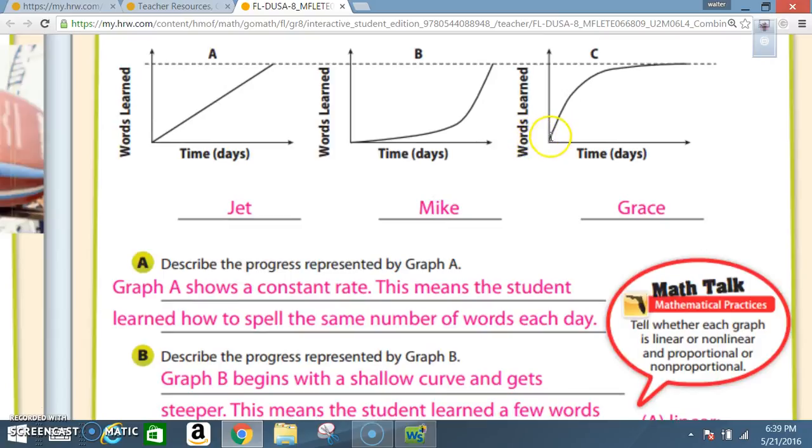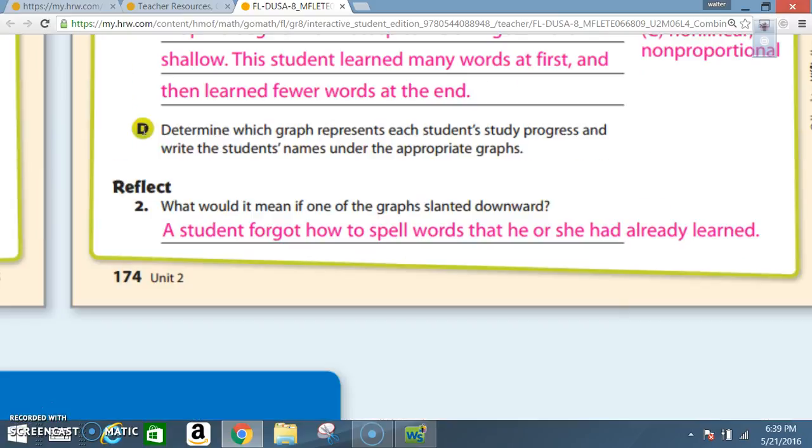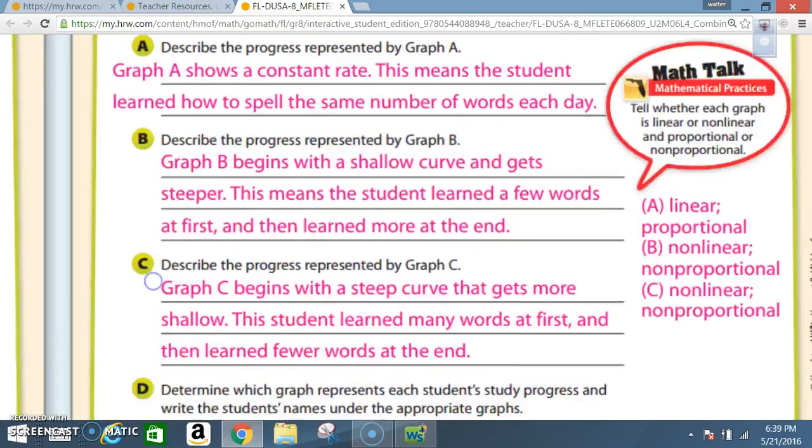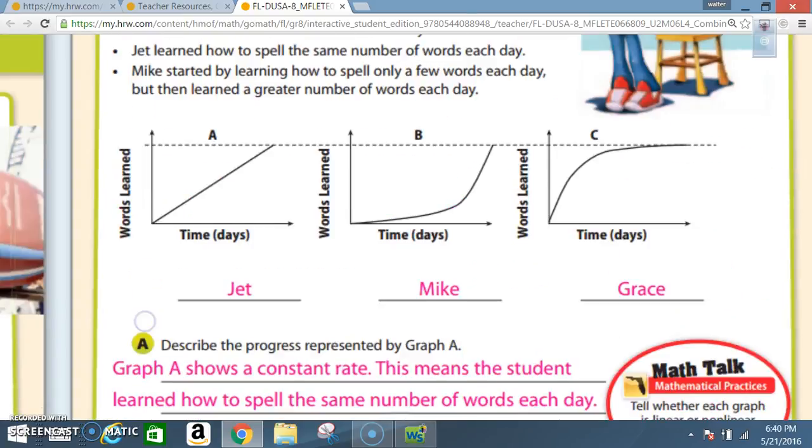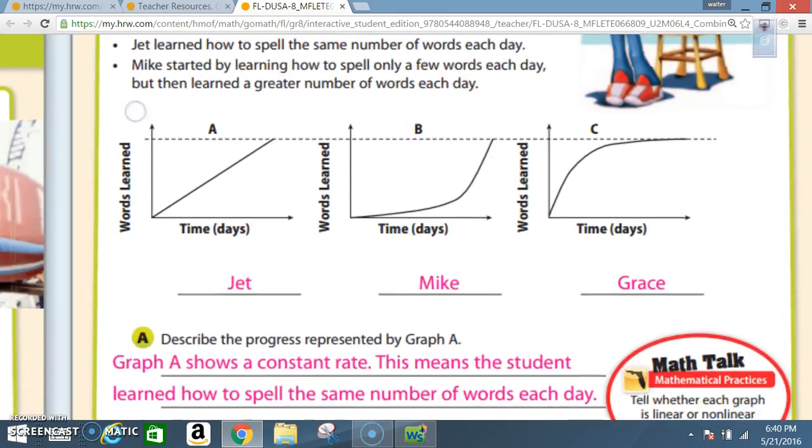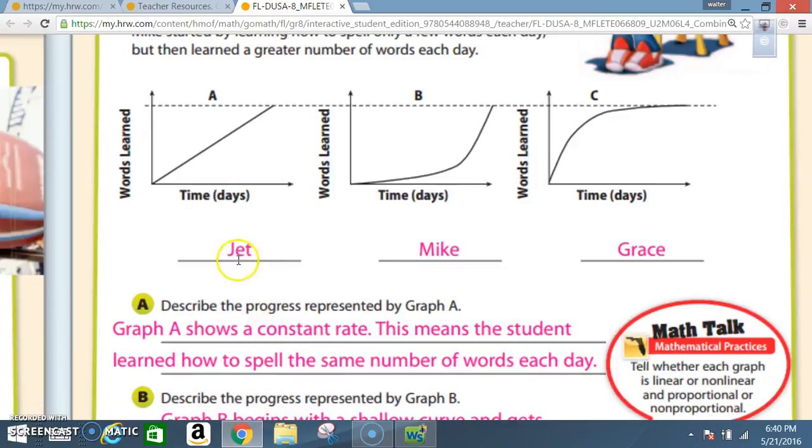So once again at C, they learned many words at first and then they tapered off to where they basically learned no additional words towards the end. D, determine which graph represents each student's study progress and write the student's name under the appropriate graphs. Okay, so after we would have gone through and did what we just did, then we would label each student, Jet, Mike, and Grace. You've probably already done that.